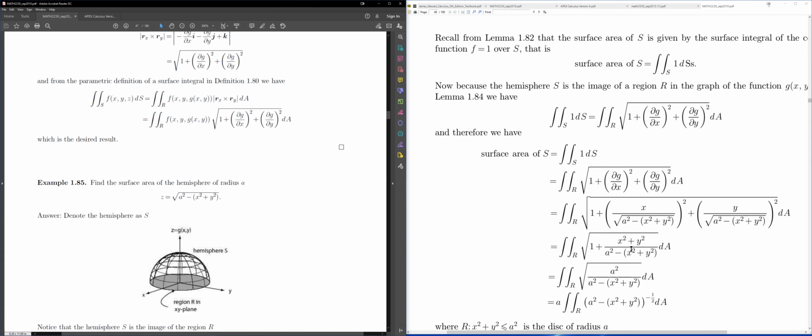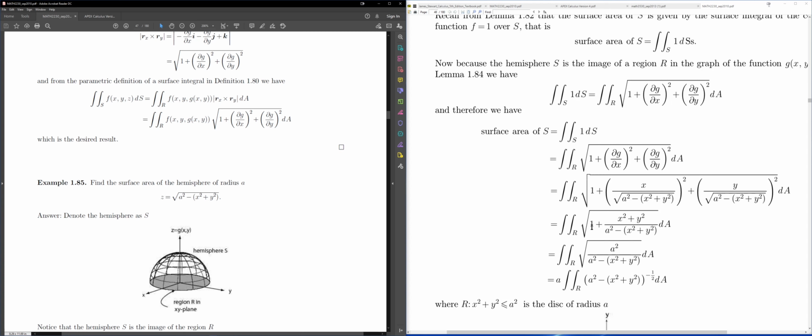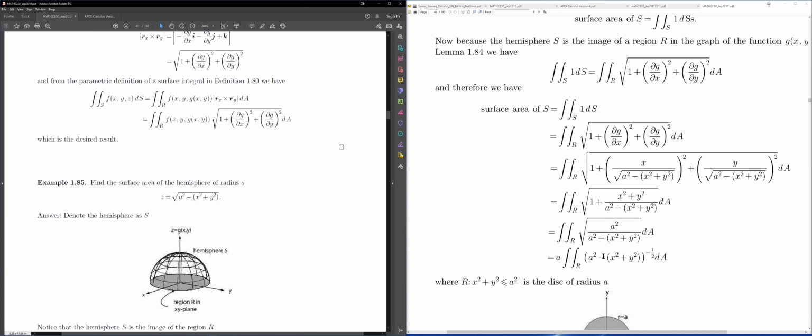And so far I have this. Now what you want to notice is this is just 1 over here and this is a fraction. So what you do is you take a common denominator here. And when you take a common denominator over here, you're going to have a squared minus x squared plus y squared plus x squared plus y squared. So the minus x squared plus y squared will cancel with the x squared plus y squared. And I'm left with a squared over here.